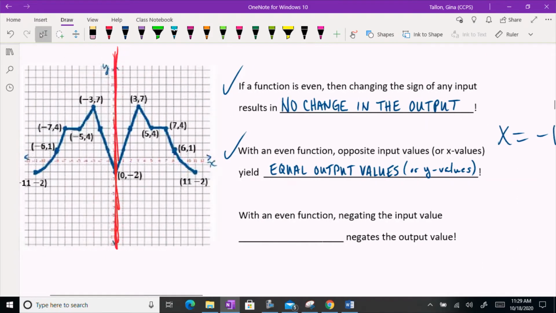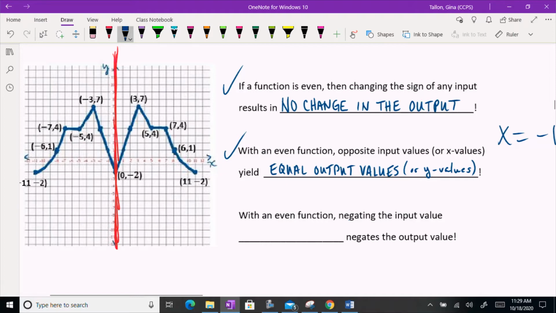Another way of saying this, paraphrasing this, would be to say that with an even function, negating the input value. Now when you negate the input value, you apply a negative sign to it. So if I negate 7, I get -7. If I negate -5, I have +5. So basically it just means switching the sign.